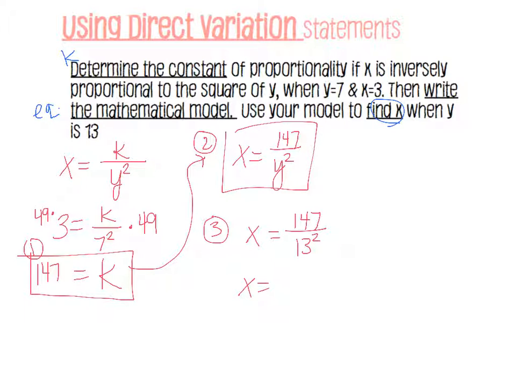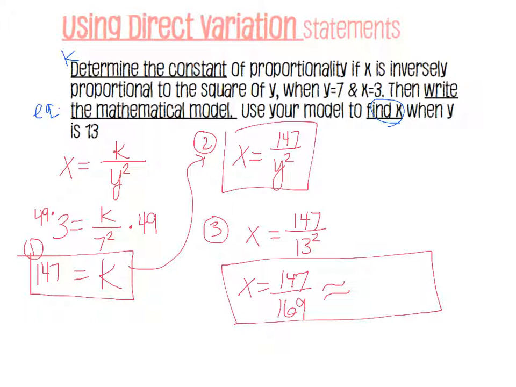So x equals 147 divided by 169. In all honesty, I would probably just as soon have that as a decimal. Sorry, I don't have a calculator with me at this exact moment, so I'm going to leave it to you to go ahead and divide that out, get a decimal on it. There's your step 3. All 3 parts. Find the constant, write the model, use the model. All right, hopefully this one's a little quicker for you. Good luck.